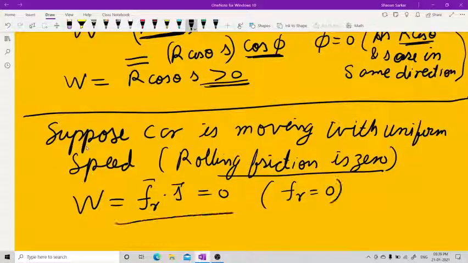See, friction will at times give you zero work done. This is why I made you understand this problem. There may be a question asking you to show when the work done by friction would be zero. In this situation, you will get the work done by friction as zero.